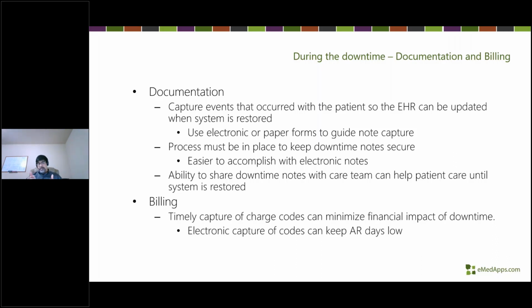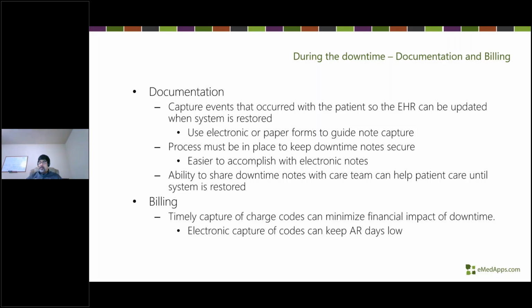You must have a process in place to keep those notes secure. If it's paper forms, how am I keeping these forms secure? What is my policy for those forms being retained by either the providers, by the clinical staff? What is the life cycle of that form to make sure that those documents aren't misplaced or lost? This is certainly easier to accomplish if you're taking these notes electronically. If you have an electronic system that you're using for being able to guide that note capture, the security aspect is certainly easier to accomplish that way.